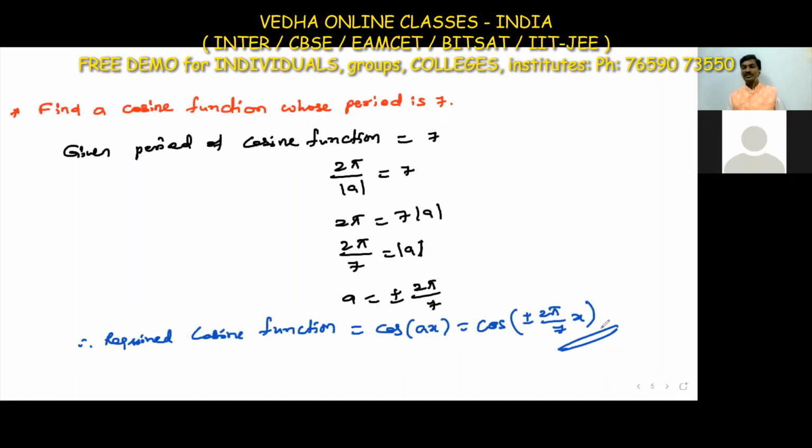Cos of minus theta is also cos theta. Negative or positive, we get positive only. So we can write it as cos of 2 pi by 7 into x, since cos of minus theta is cos theta. Understood?